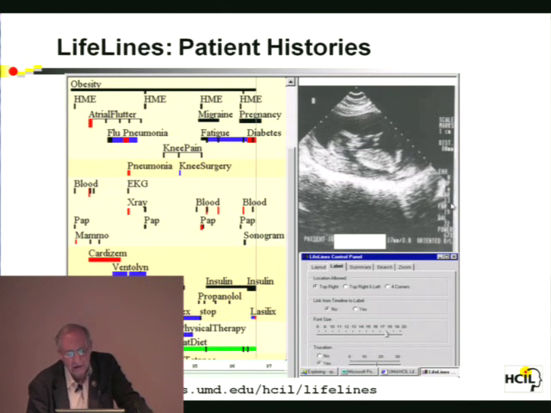You click on the sonogram, you see the sonogram. There's the fetus. You click on the x-ray, you see the x-ray. So these were all zoomable, filterable, and then you click for details on demand. So the principle was applied there. And here you're looking at only a 3-year period.